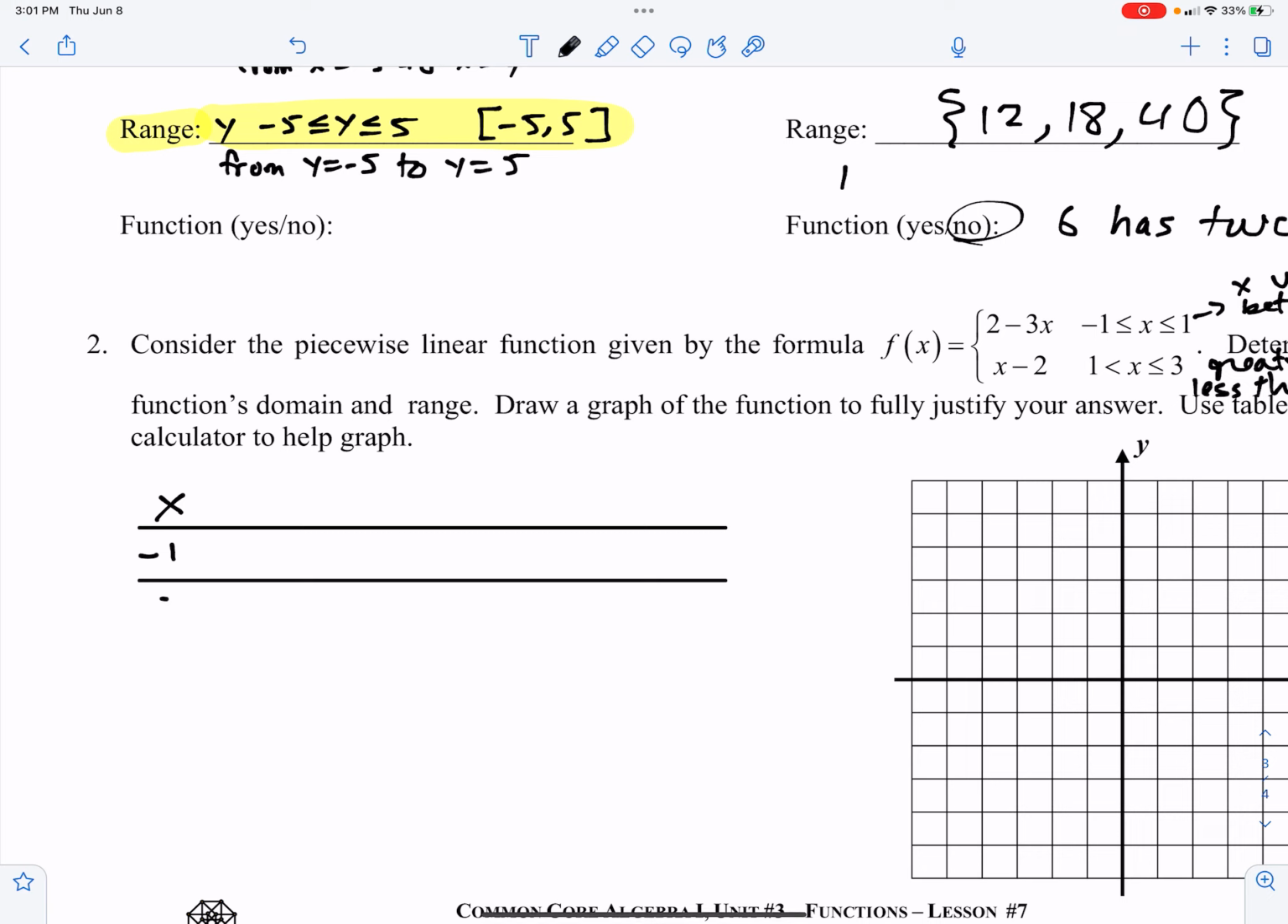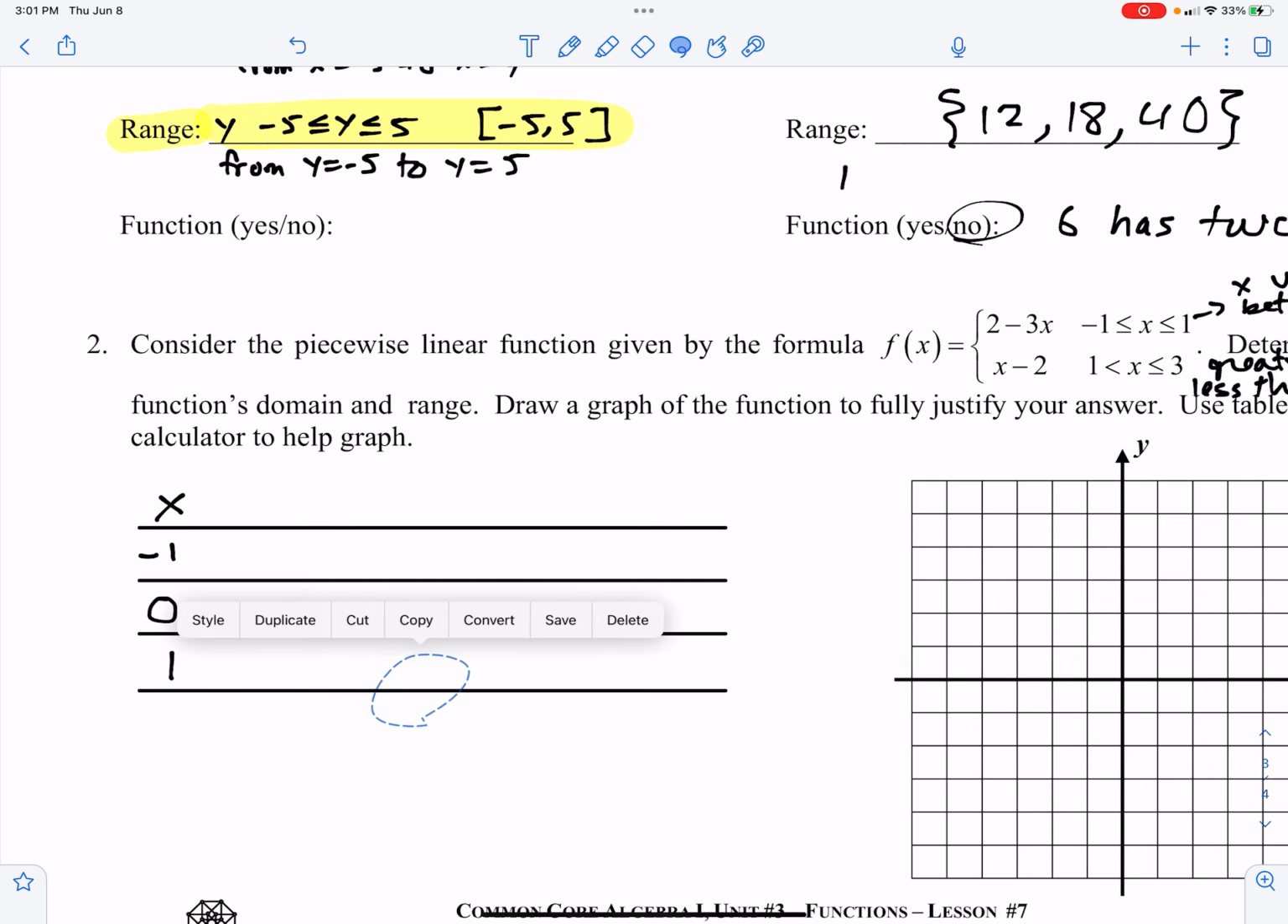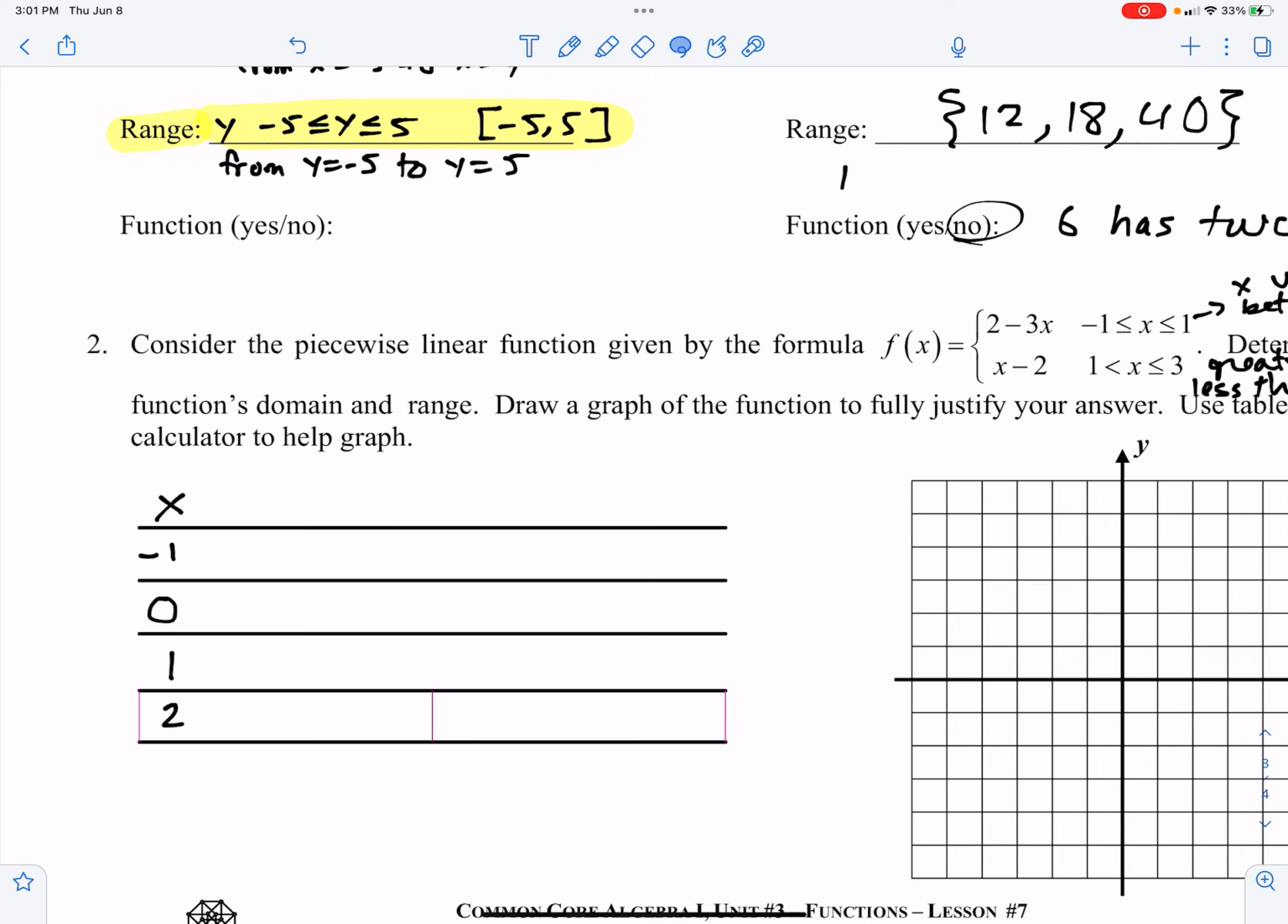Maybe 0, 1, 2, and I guess maybe one more, 3. So just basically you want to choose a small set of x values. And what you're going to do now is we're going to do the rule.